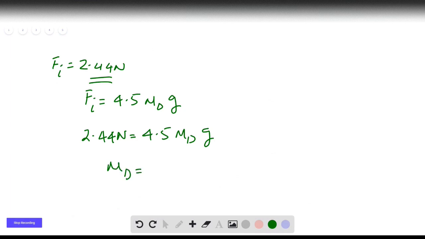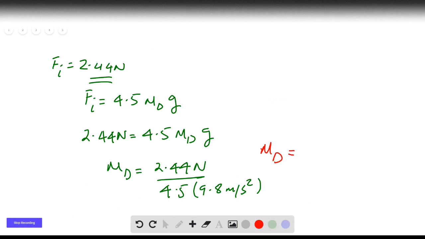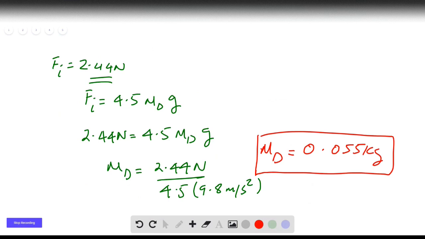So MD becomes equivalent to 2.44 newtons over 4.5 times g, which is 9.8 meters per second squared. And so our MD becomes equivalent to 0.055 kilograms. So now we have the mass of D.